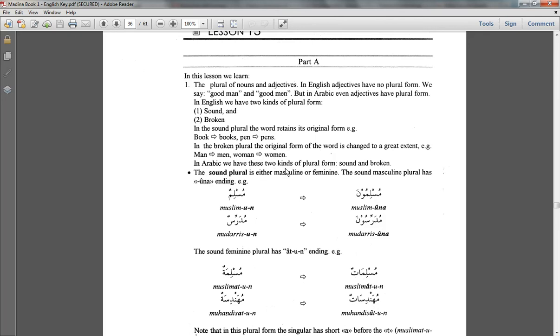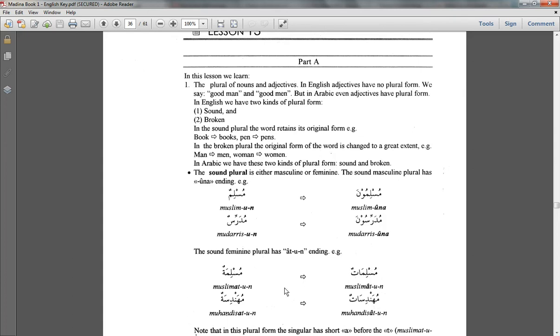In Arabic, we have these two kinds of plural form, sound and broken. The sound plural is either masculine or feminine. The sound masculine plural has una ending. So Muslimun, Muslimuna. Why is it called sound? Because Muslimun retained its shape. And all you did was put a waw and a noon at the end of it. Became Muslimuna. Mudarrisun, Mudarrisuna. The sound feminine plural has an atun ending.